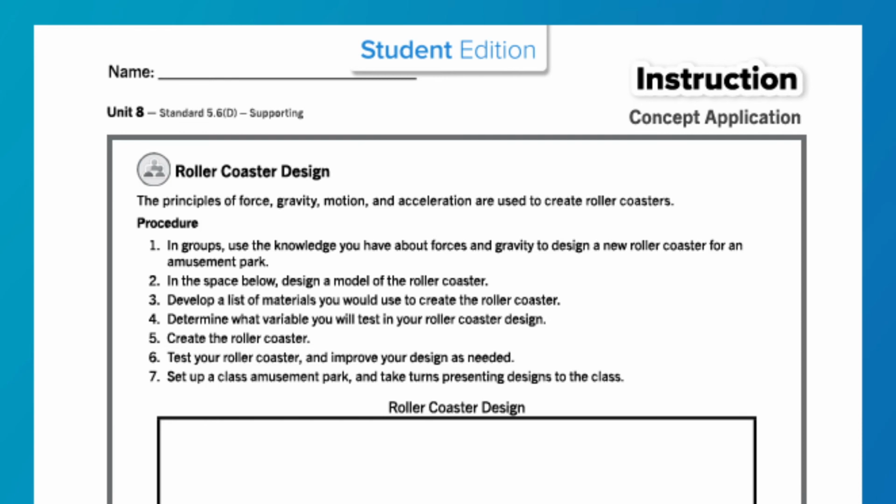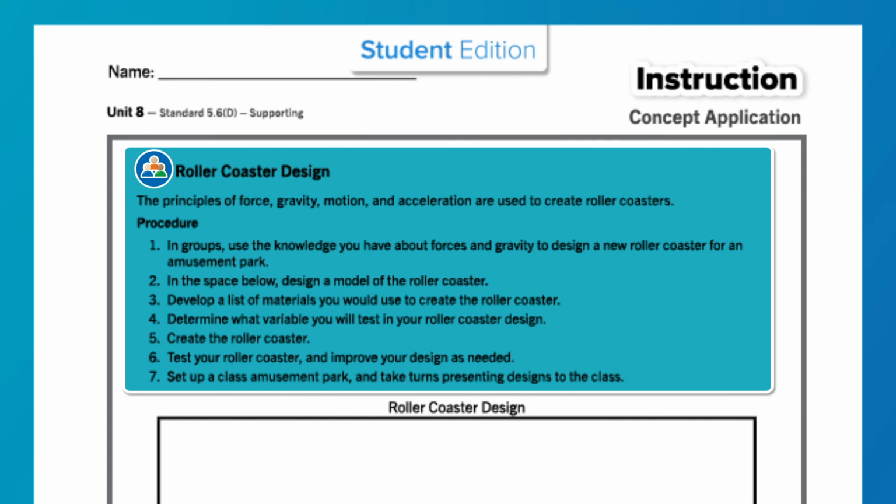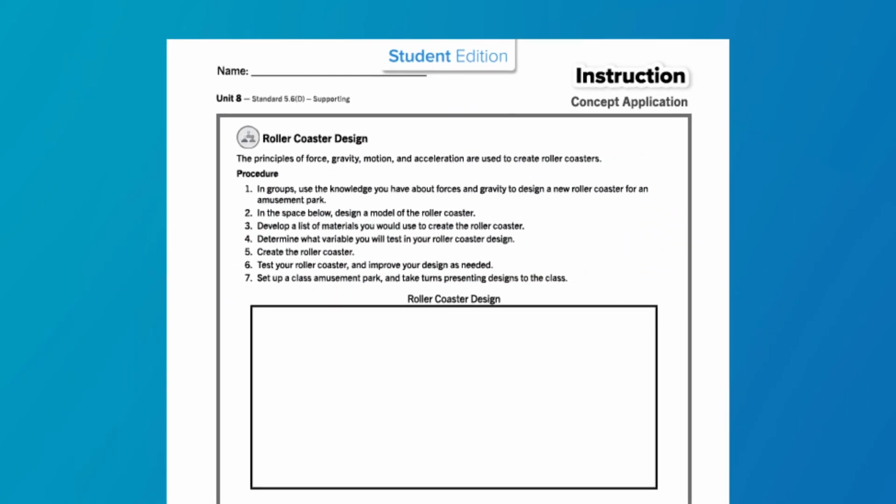In this activity, students collaborate in small groups to design a new roller coaster for an amusement park using the principle of force, gravity, motion, and acceleration. Groups develop a list of materials to create a model of the roller coaster, determine a variable to test in order to improve the roller coaster design over time, and ultimately create a model of the roller coaster to share with the class. The teacher allows groups to set up a class amusement park to showcase the roller coaster models. As the teacher invites each group to share their models, the teacher asks each group to discuss how the principles of force, gravity, motion, and acceleration are important in the roller coaster design.